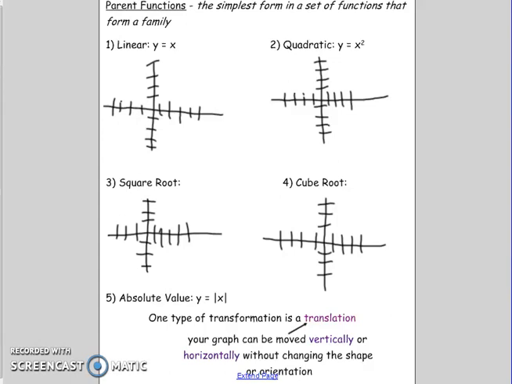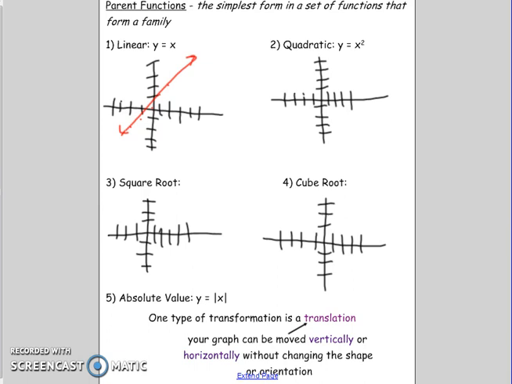A parent function is the simplest form of a function, and what we're going to do is take parent functions and move them and transform them in different ways. So the main thing first is just to make sure that we know what our basic functions are. You have a linear function, which is y equals x, and that would be the line that has a slope of 1 and goes through 0, 0. And that's your main function for a linear.